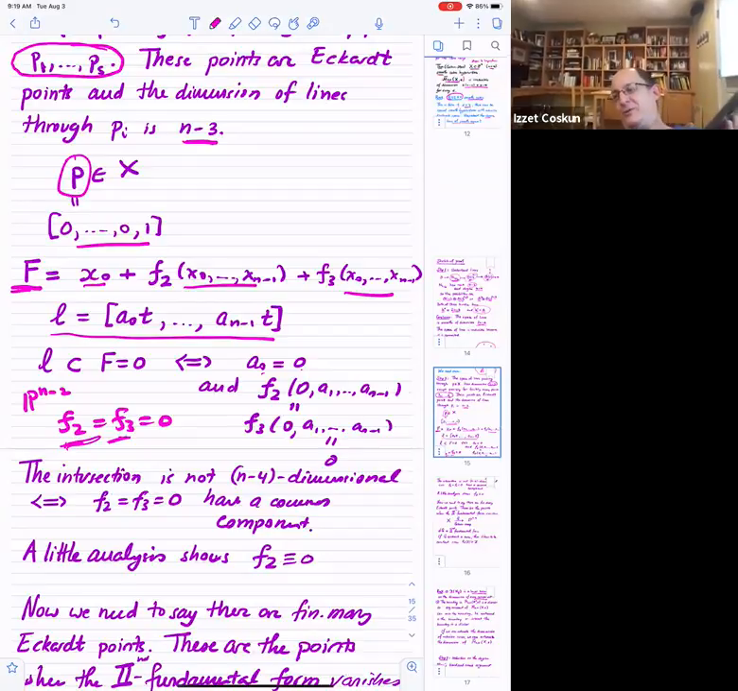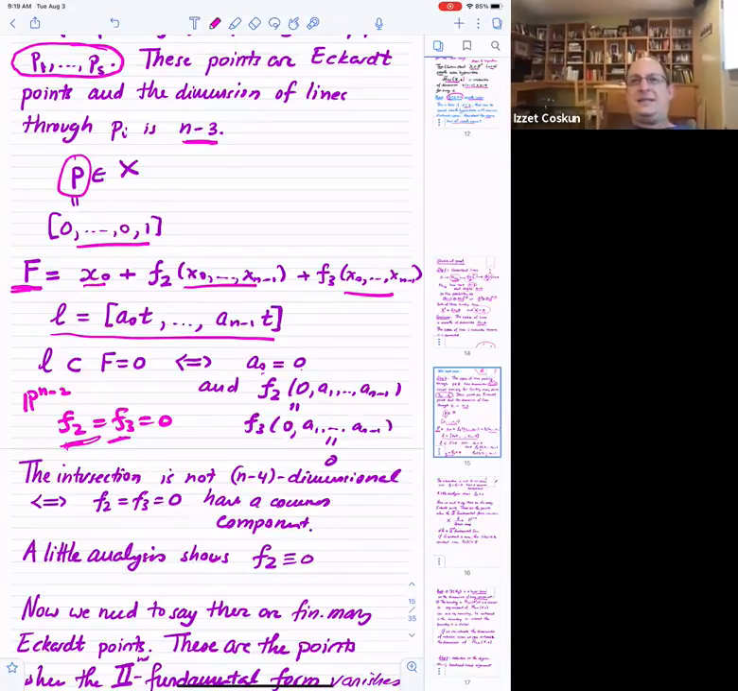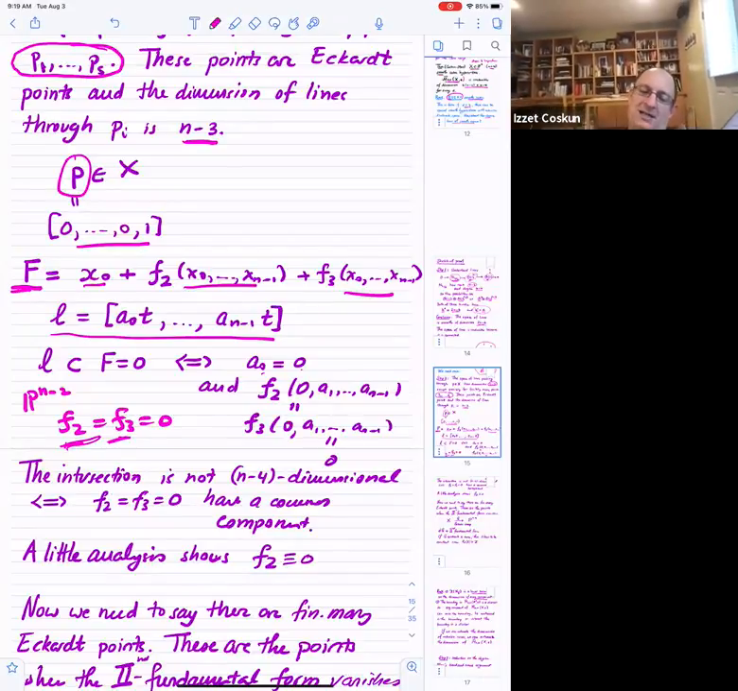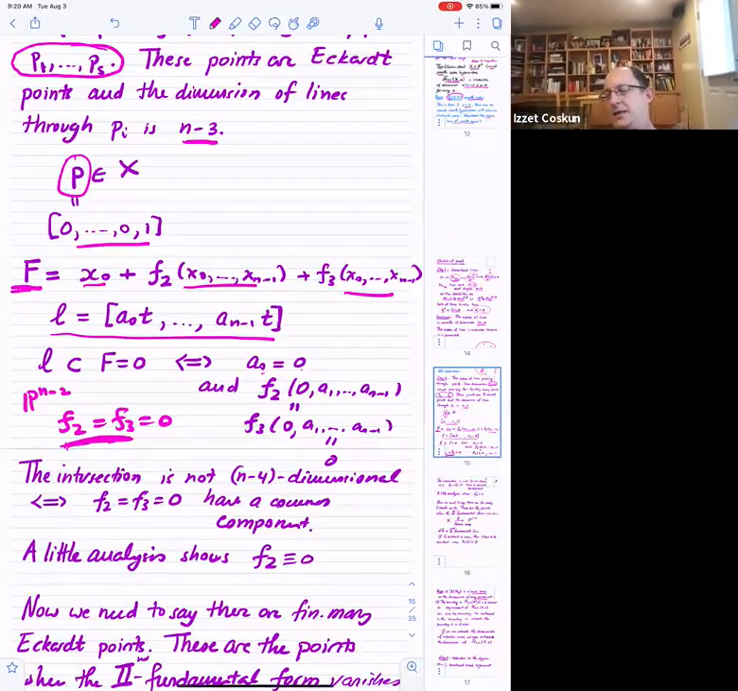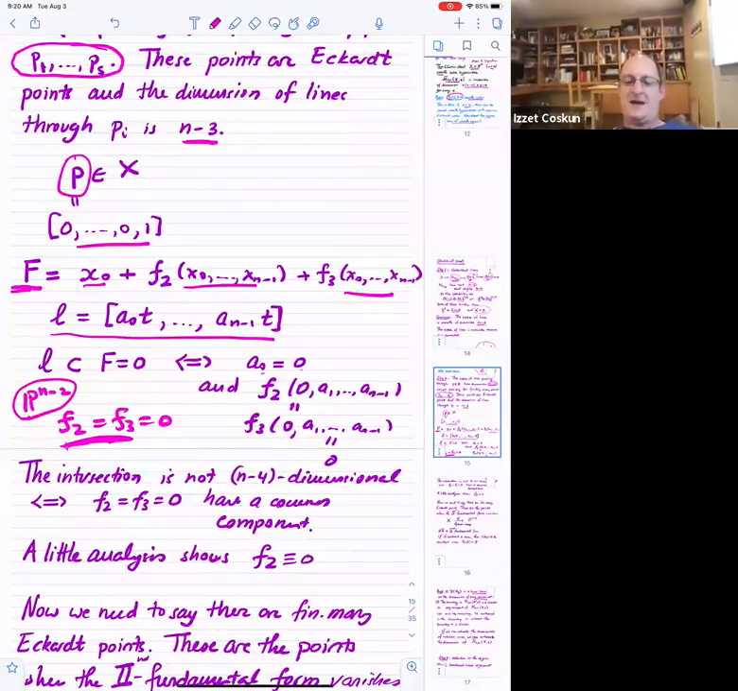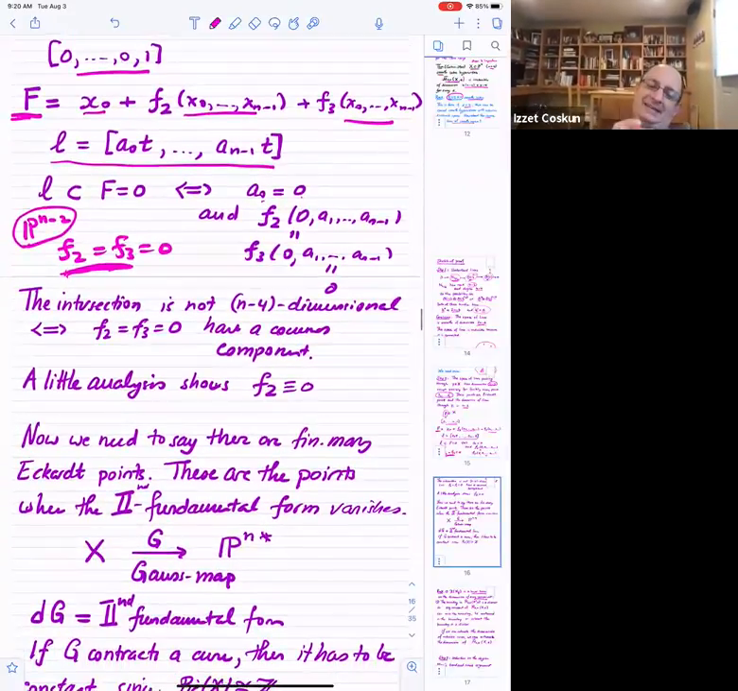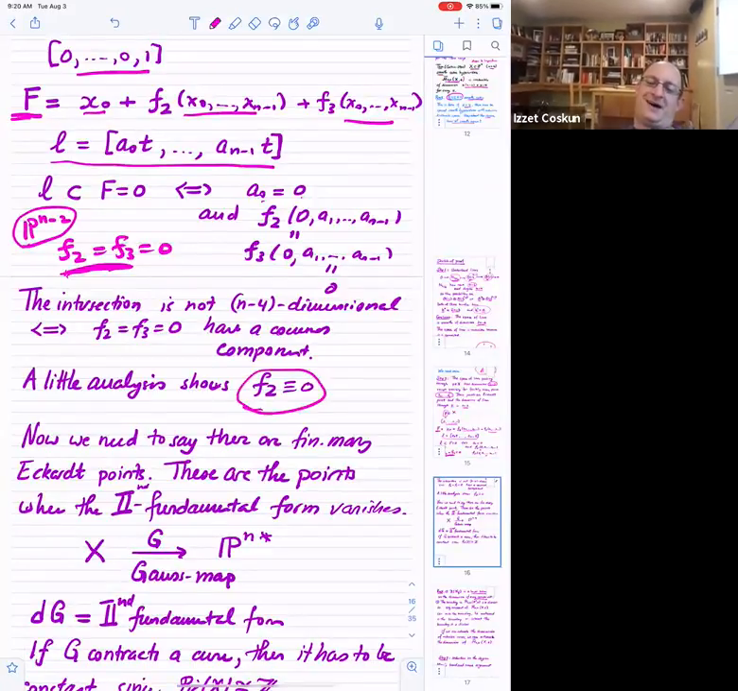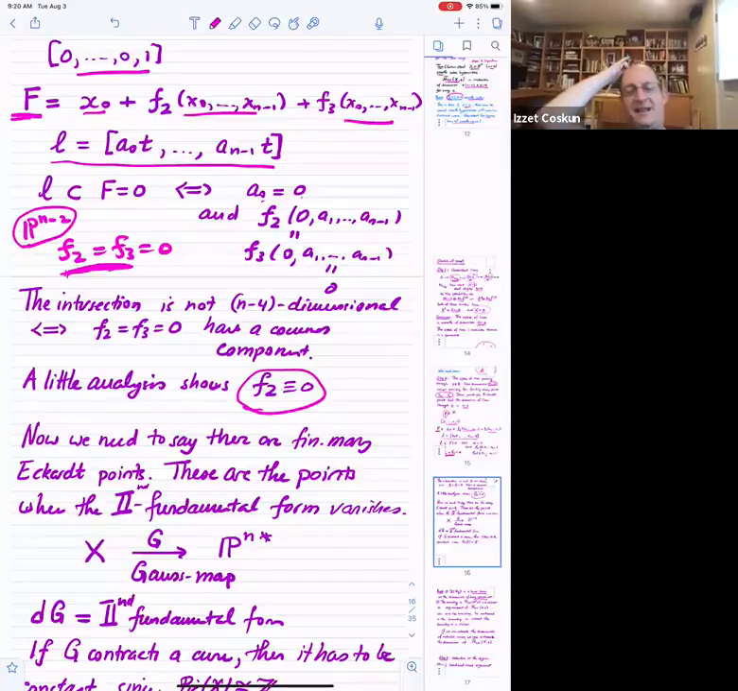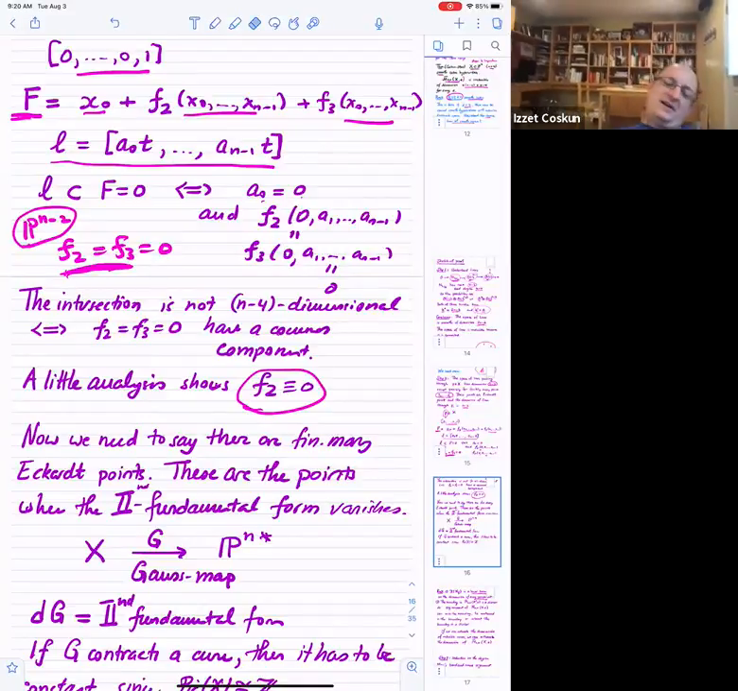And then typically you would expect that to be n-4 dimensional, right? The only time when it's not n-4 dimensional is when these have to have a common component. This quadratic and cubic equation have to have a common component, or has to be identically 0, when I restrict it to the tangent hyperplane. Anyway, you can analyze these cases and then you see that the only real possibility is when this F2 is identically 0. In the other cases, it turns out that the cubic has singular points. You can just write it down.